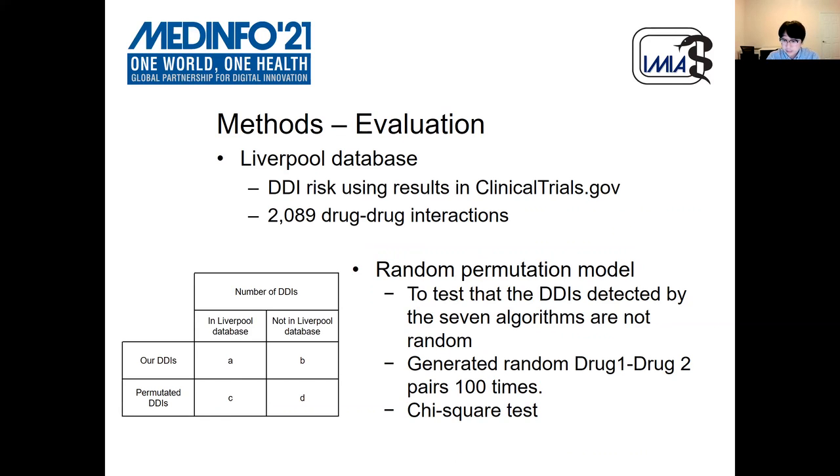To test that the DDIs detected by the 7 methods are not random, we ran 100 random permutations by shuffling between drugs in the drug 1 group and drugs in the drug 2 group, and conducted a chi-square test for each permutation.